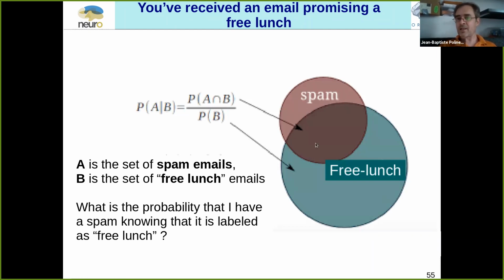I think one way of seeing it easily and understanding intuitively what the Bayesian framework is, is to look at, let's say you have spam emails and free lunch emails, and there's a number of them that are both spam and free lunch. Then the probability of being a spam, knowing that it has free lunch in the subject of the email, for instance, is simply the intersection of the two ensembles normalized by the number of free lunch. So that's very easy to understand intuitively what that is. So don't be afraid of the Bayesian framework if you haven't touched it yet too much.